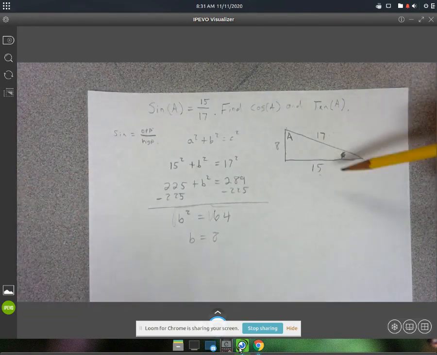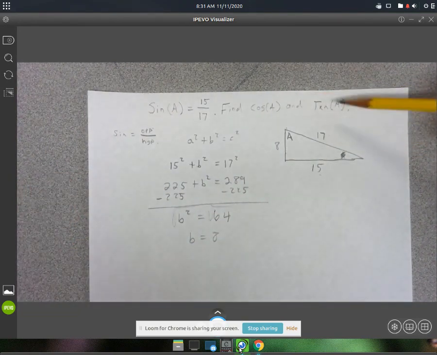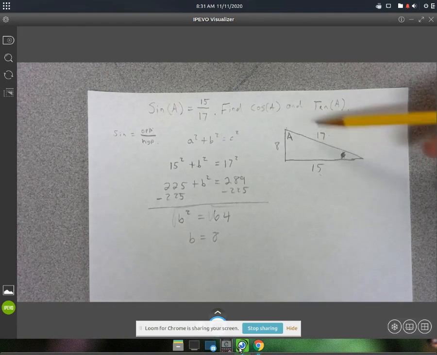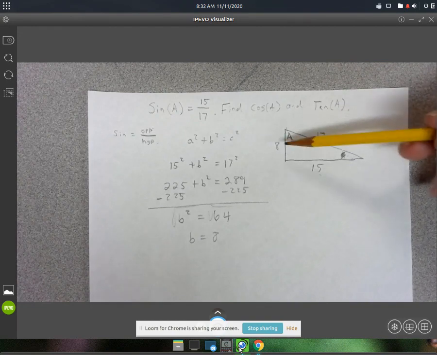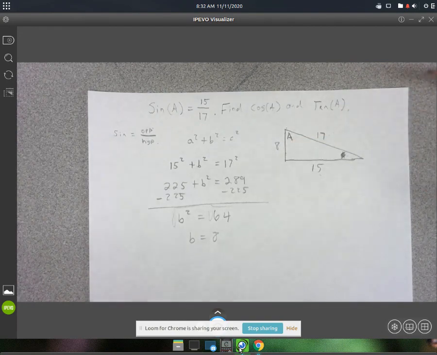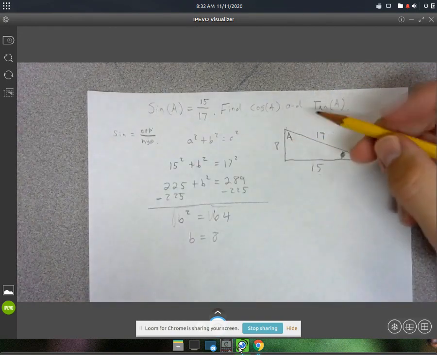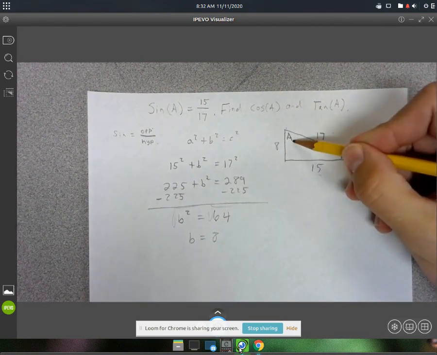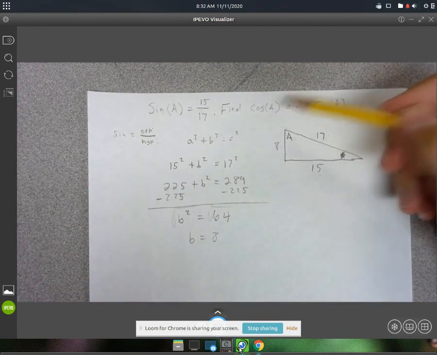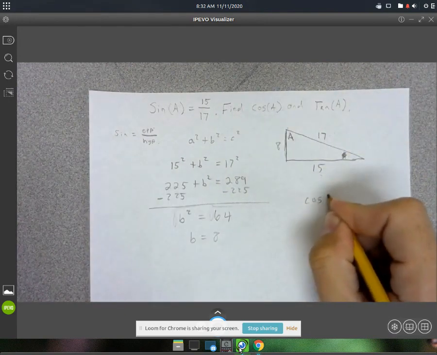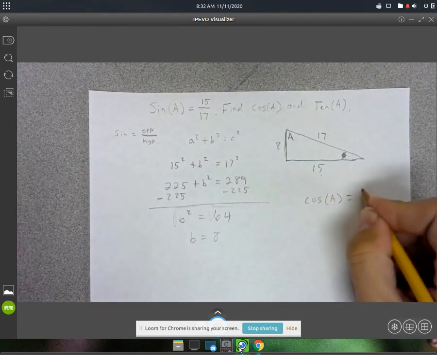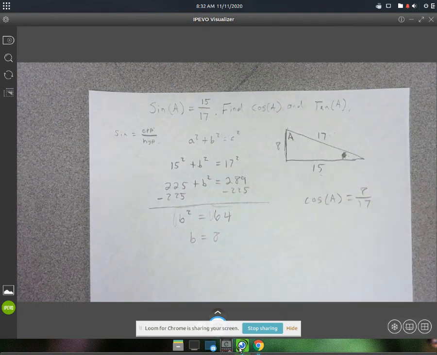So that's the tough part, is setting up your triangle. It doesn't really matter how you draw it. But after you do that, you're going to have to use the Pythagorean theorem to find that missing side over there. Now if this is angle A, then cosine of A would be the adjacent side. So cosine of A would be 8/17, adjacent over hypotenuse.